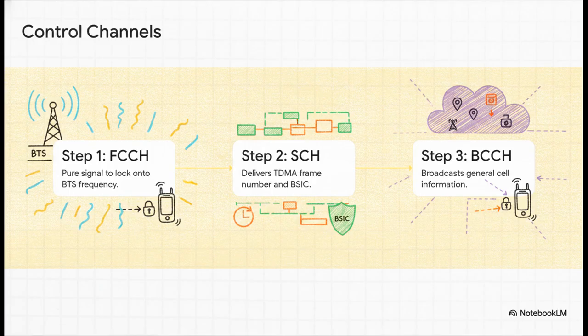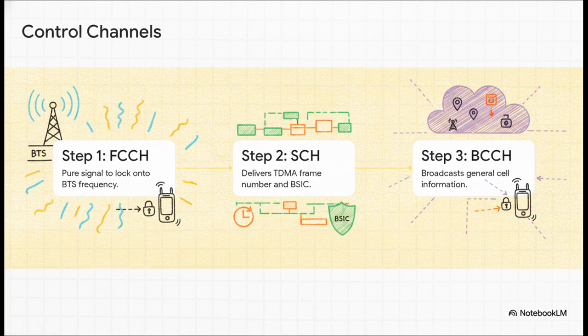When you fire up your drive test equipment, it doesn't just magically connect. First off, it searches for the FCCH, the frequency correction channel, which blasts out a pure signal so the mobile can lock onto the BTS frequency. Then, step 2, it reads the SCH, the synchronization channel. That delivers the TDMA frame number and the base station identity code.